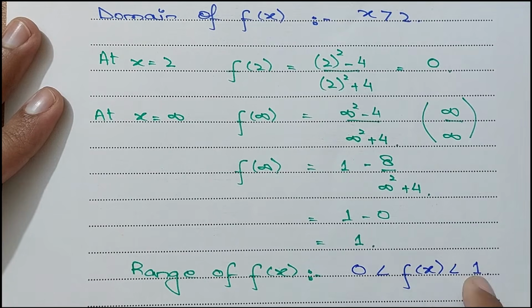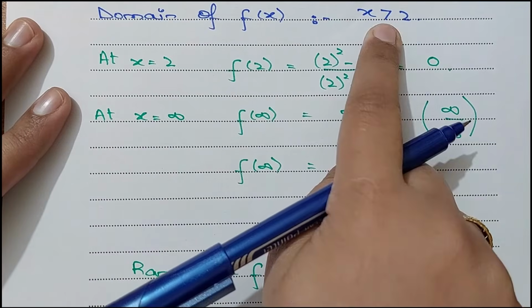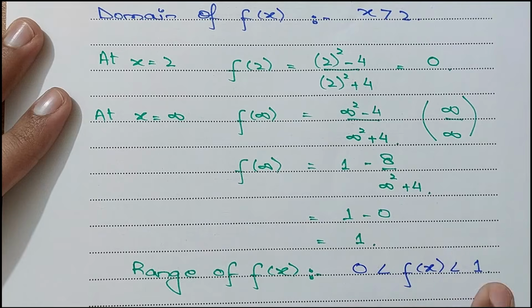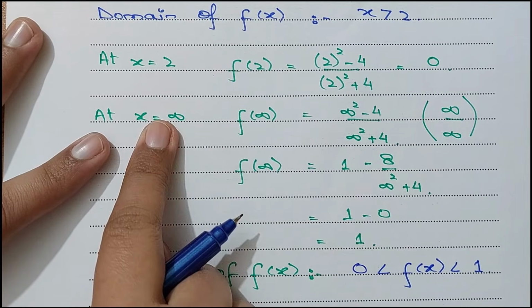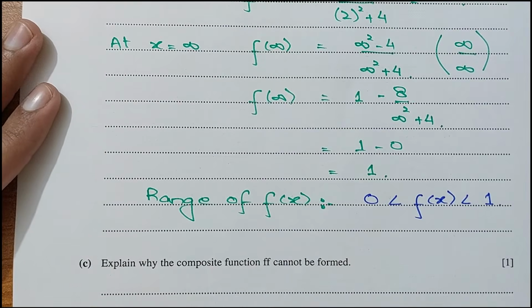We are not using the equality because equality does not apply here. At 2 it is 0, so we have to go strictly between 0 and 1, and infinity is not an exact value, so that is why it is not equality. It is just the interval between 0 and 1.